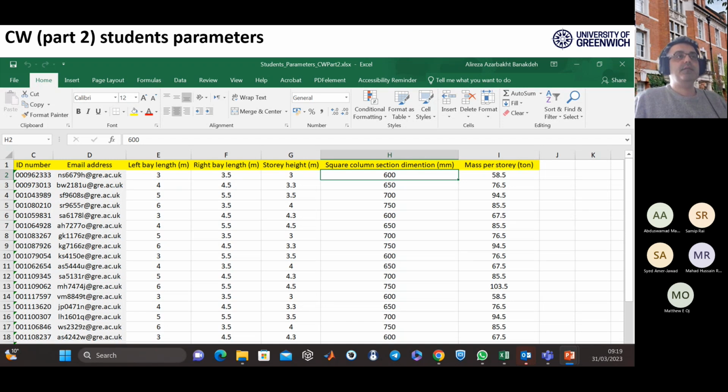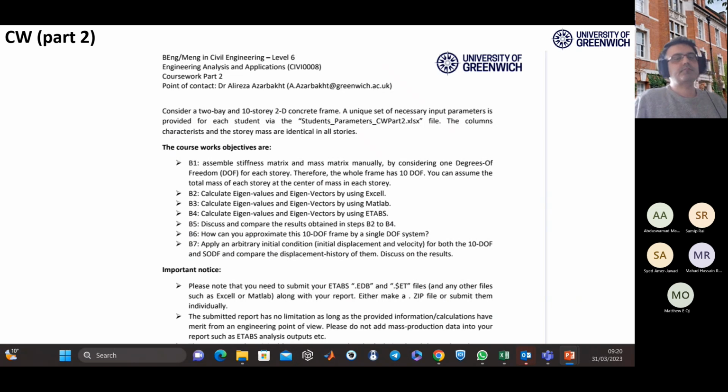And to inspire about that, just watch the videos. In the videos, especially in the second one, which I've discussed about the ETABS, you will find how I assume the characteristics for the beam. So with these parameters, you should be able to construct your stiffness matrix and mass matrix. Any question?